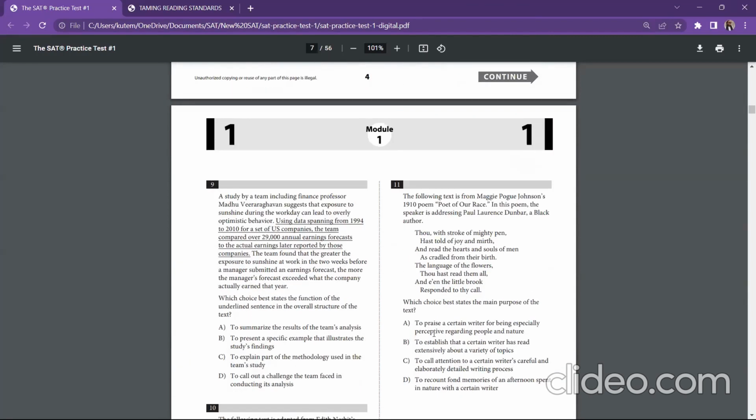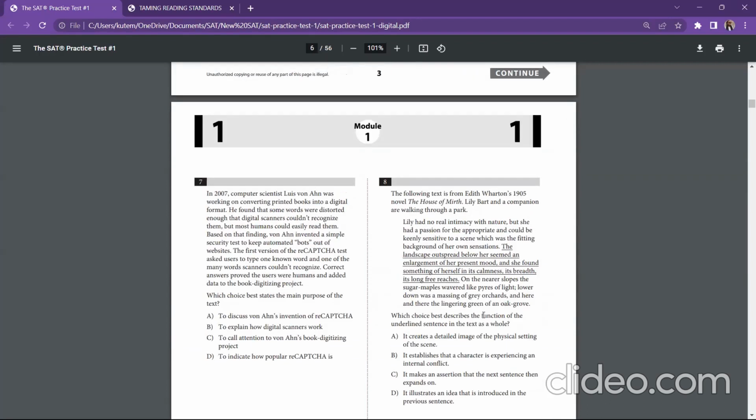If you look at 11, it asks you what the main purpose again is. So again, it's going to tell you in the question what it is. And then you can see from number 8, the word function is in the question. I feel like that's a word that will always be there when they're asking you for the function. So it's obvious. Once you see function, you're focusing on basically why did the author write this? That's literally the definition of function.